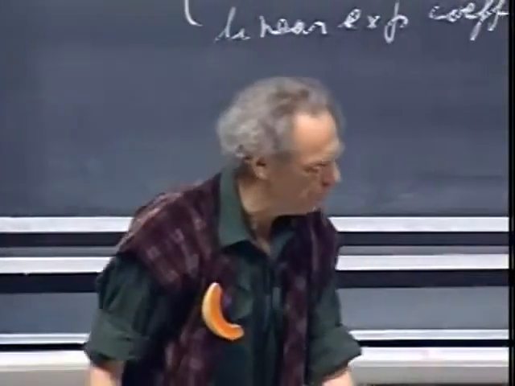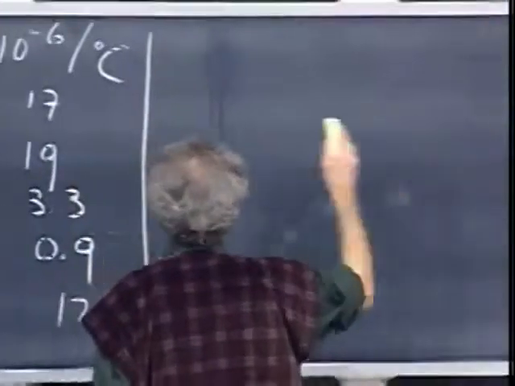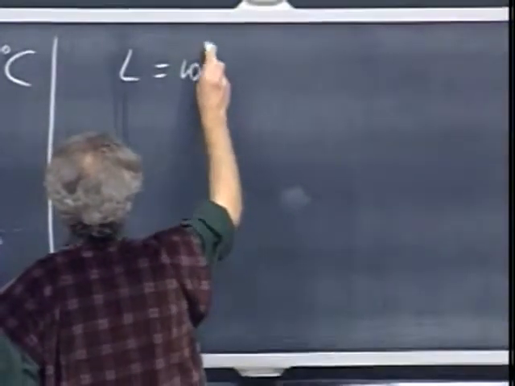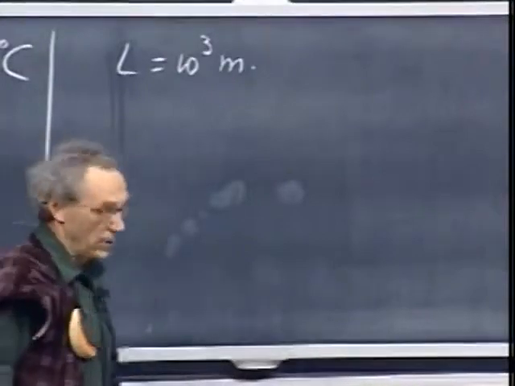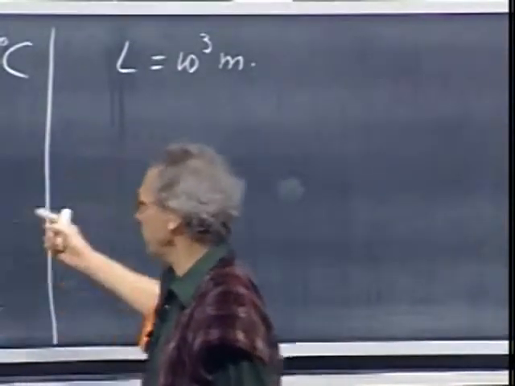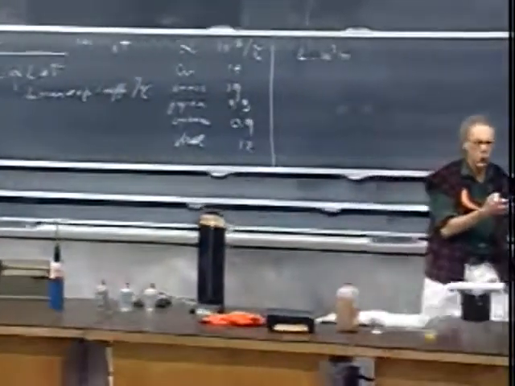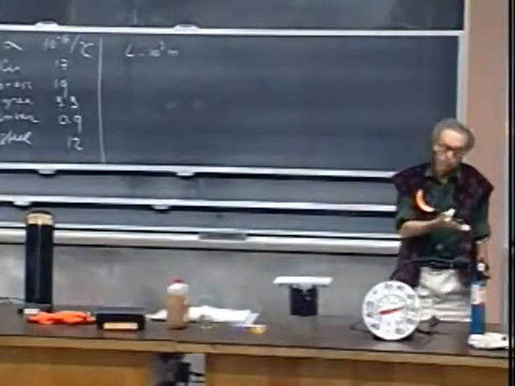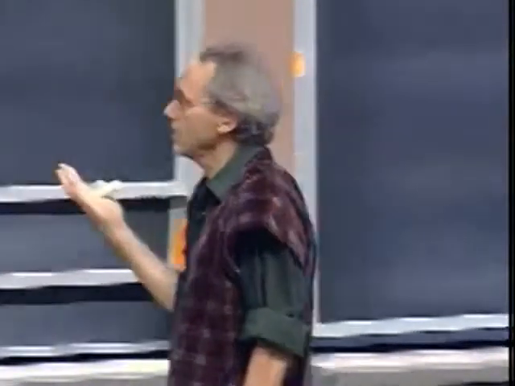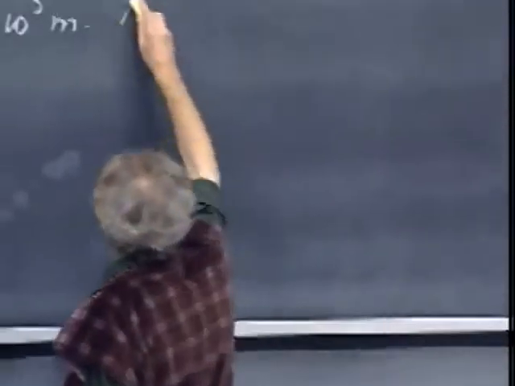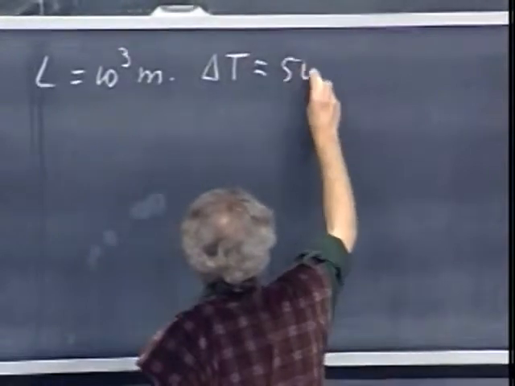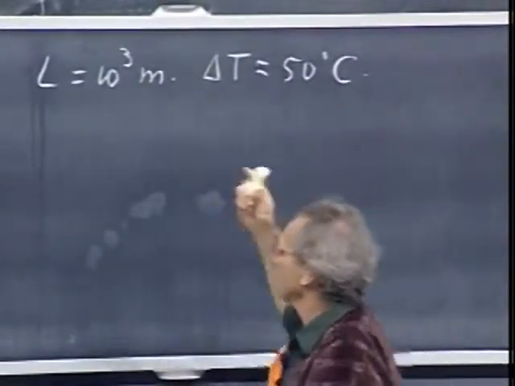If we use these numbers, let us look at the expansion of, for instance, a railroad. We take a railroad and we take a stretch of rail which is, say, 1,000 meters. We take steel, iron, so this is the expansion coefficient, roughly, and we compare a cold day, not extremely cold, but a cold day with a hot summer day. A cold winter day, minus 15 degrees centigrade, and a hot summer day, plus 35 degrees centigrade. So delta T would be about 50 degrees centigrade. So what is delta L?